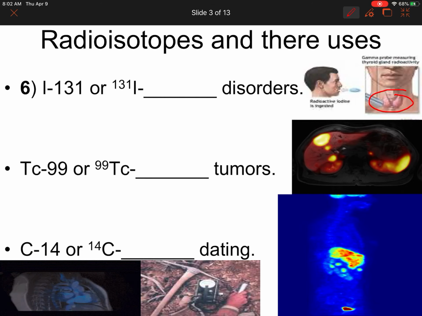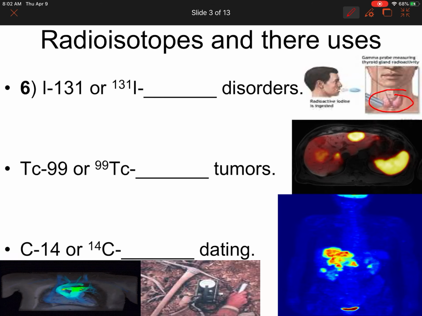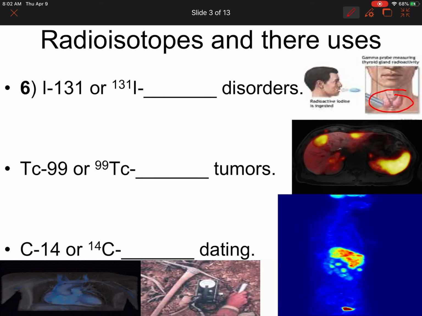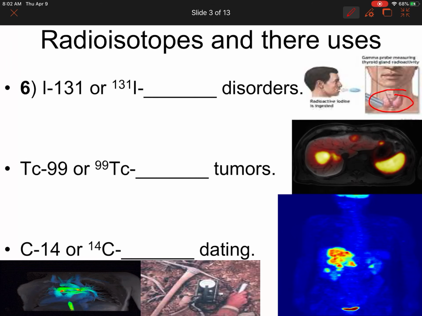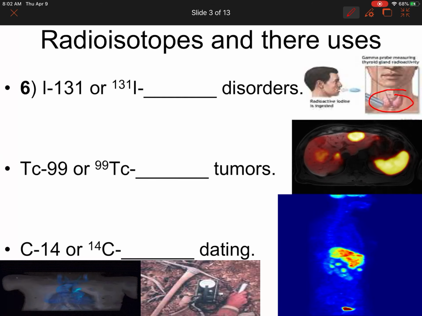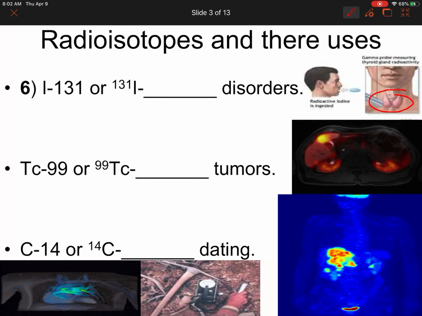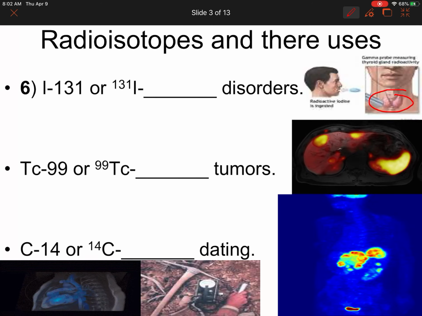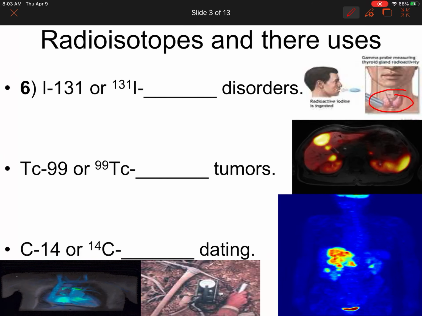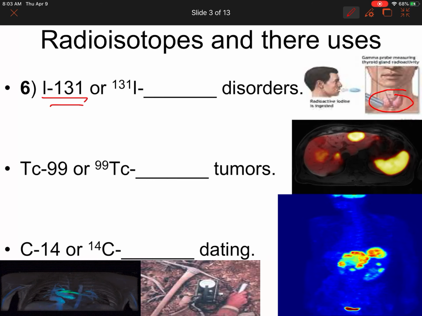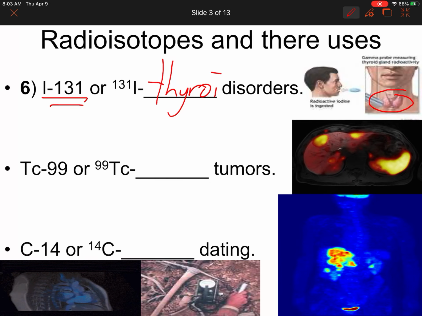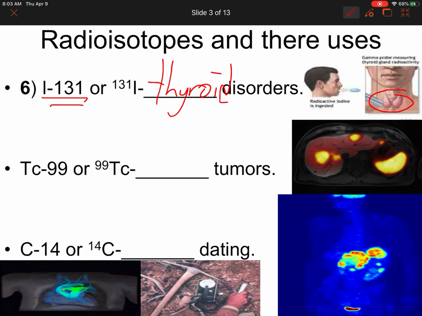Unfortunately, if you get radiation exposure, the radiation normally first goes to your thyroid, which regulates your body's chemical reactions, or your metabolism. And to try to combat that, doctors or scientists will give you I-131. Iodine helps to combat thyroid disorders.